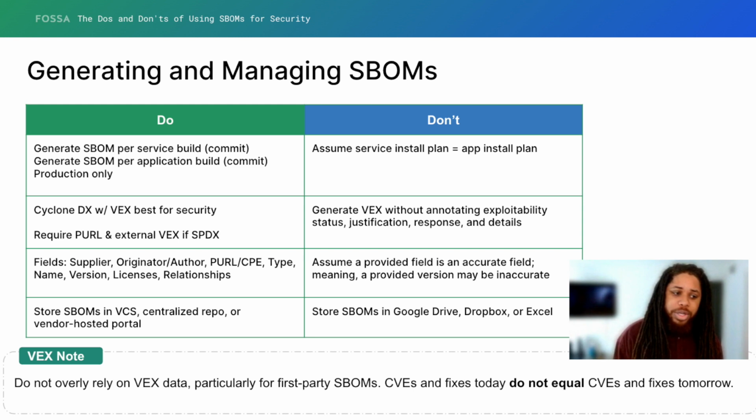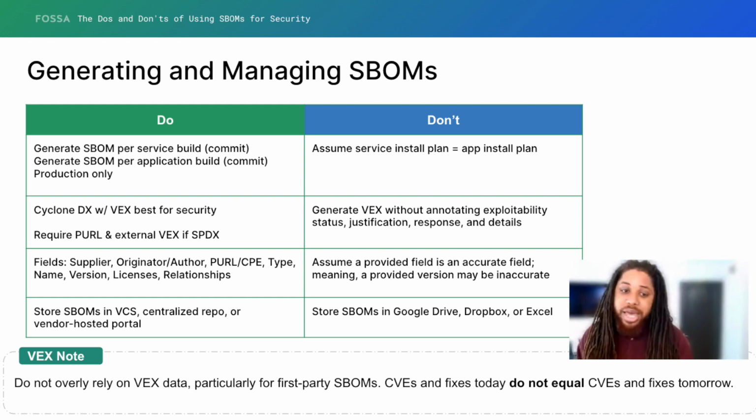Starting first and foremost, if you want to generate your SBOM, make sure that you do it one per service build, and then per application build. Having those individual service SBOMs is important, so that you know where to go back to anytime you need to do the remediation. But you do want to make sure that you have that final application build in order to have your true representation of the application's install plan.